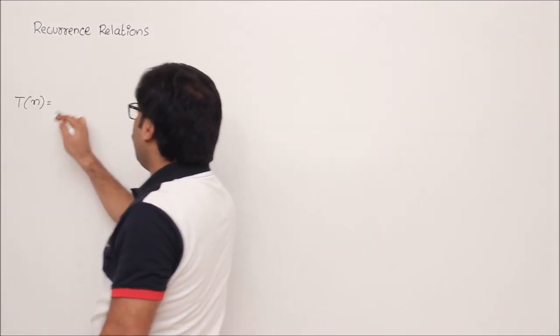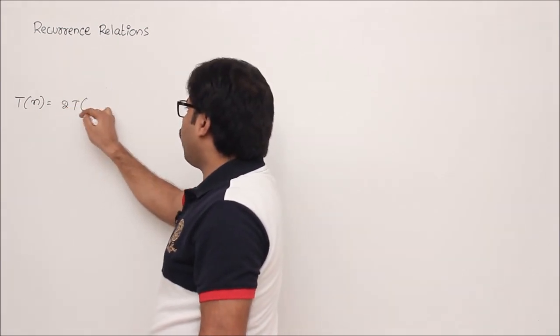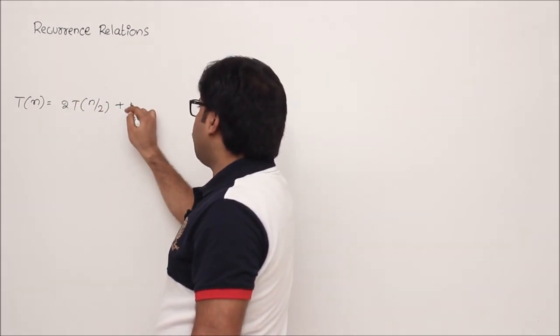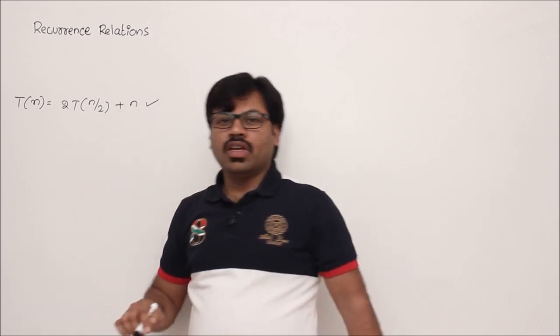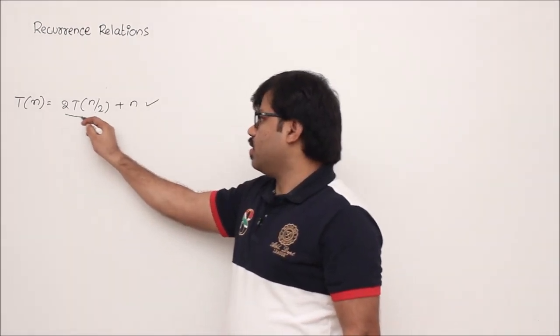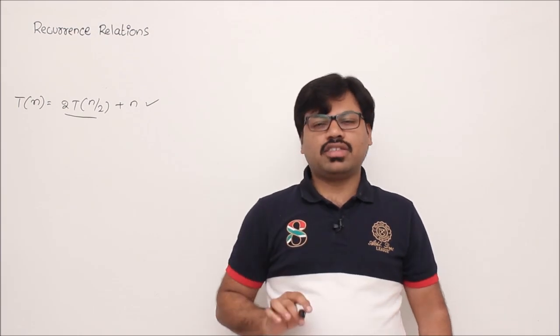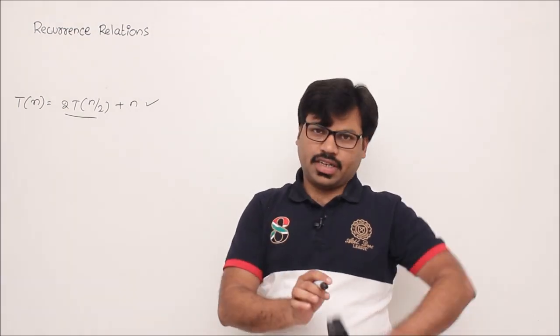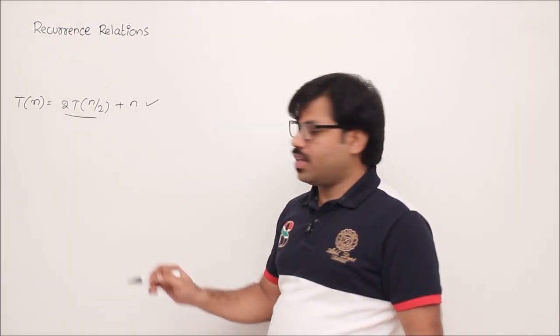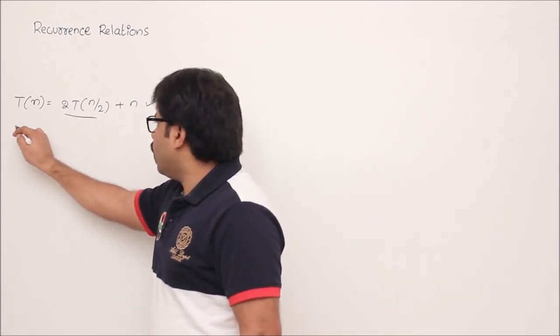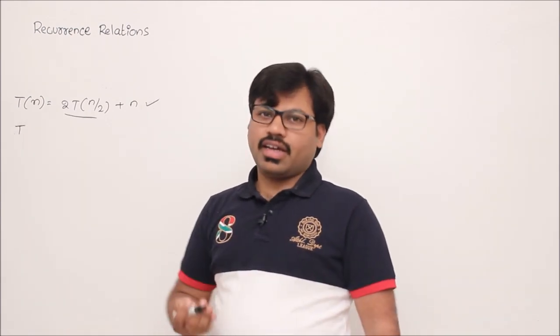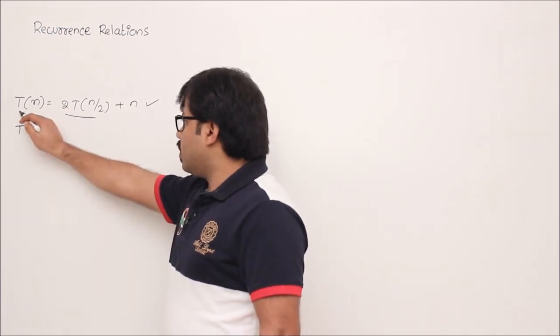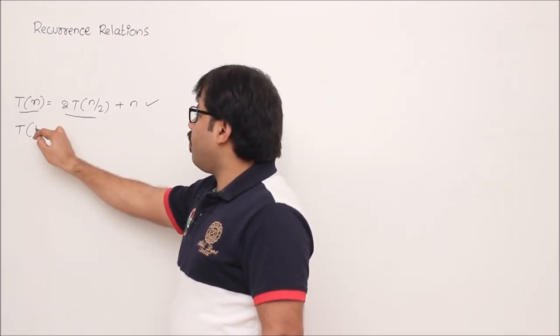T of n equal to, sometimes you get, 2 into T of n by 2 plus n. I will explain what this model is. In this model you have only one recurrence term. When you have only one recurrence term, then we can go for the substitution technique. I will tell you what the substitution technique is. In the substitution technique, first of all we write smaller recurrence terms. This is T of n, right? We try to write T of n by 2.